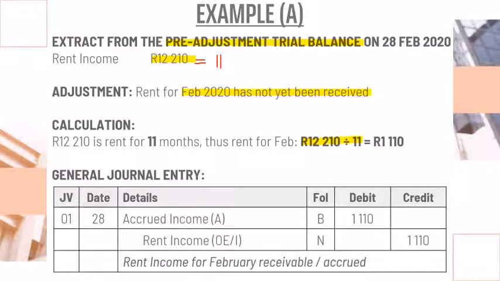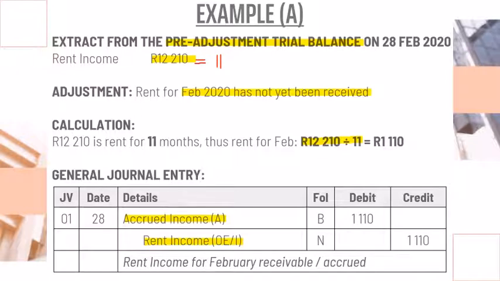In the GJ, we go and debit accrued income. It's an asset account because the tenant owes us that money. It's in the balance sheet section. And we go and credit rent income. The reason why is because that's where rent income will increase, and we have to increase it by 1,110 Rand to show the true value that we have earned in this year.